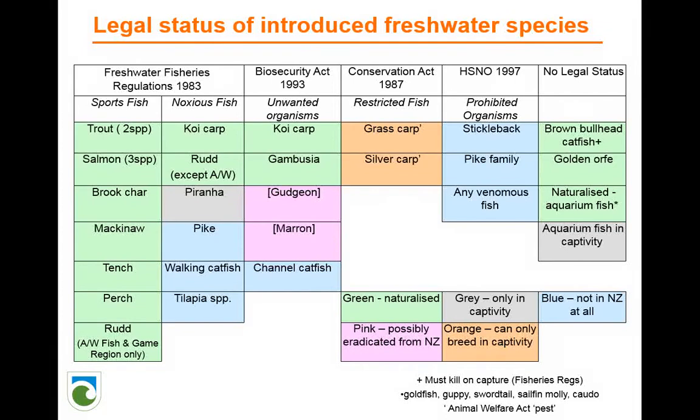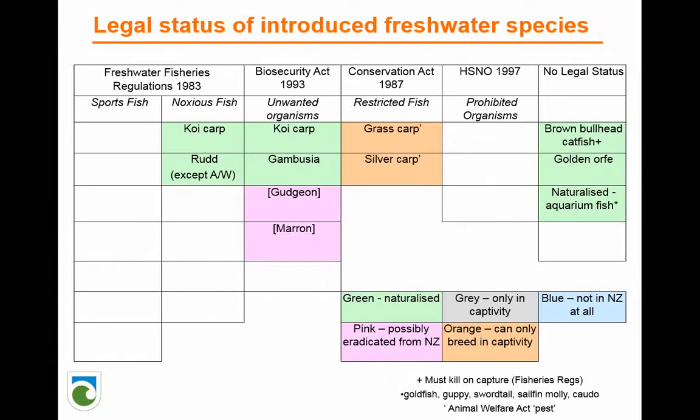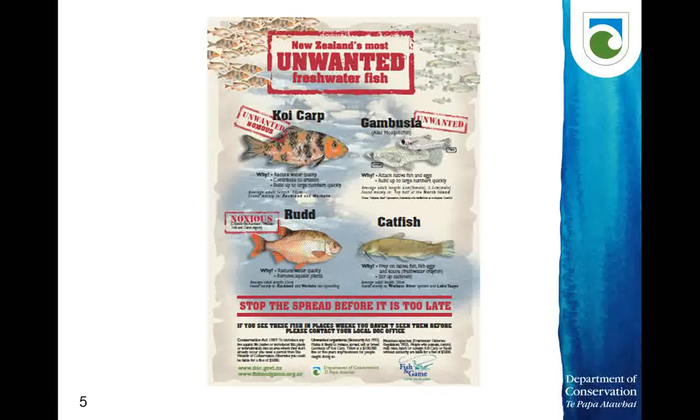I guess if we remove the species that are managed as recreational sports fisheries, and we take away the species that are coloured blue that are not in New Zealand, and the species that are only in captivity, and then the species that are thought to have been eradicated from New Zealand, and the species that don't breed, we're actually left with 4 main species of invasive fish in New Zealand that we can call pest fish regardless of where they are. Except for rudd. Rudd are a sports fish in the Auckland Waikato region, but for the rest of the country they're a noxious fish.